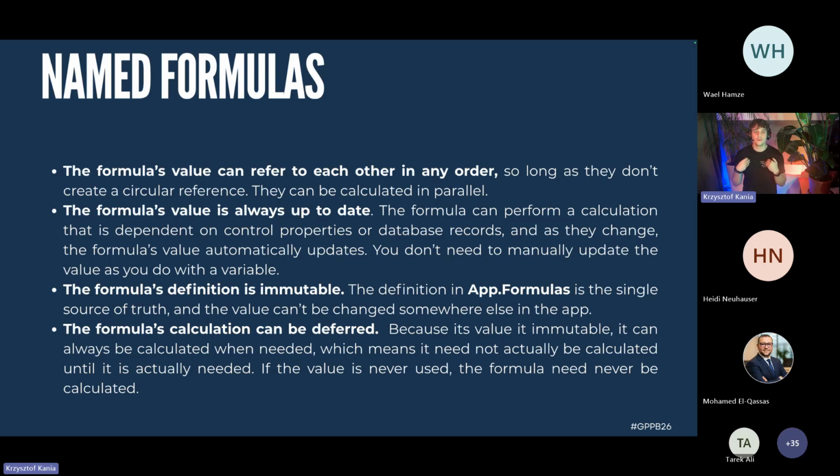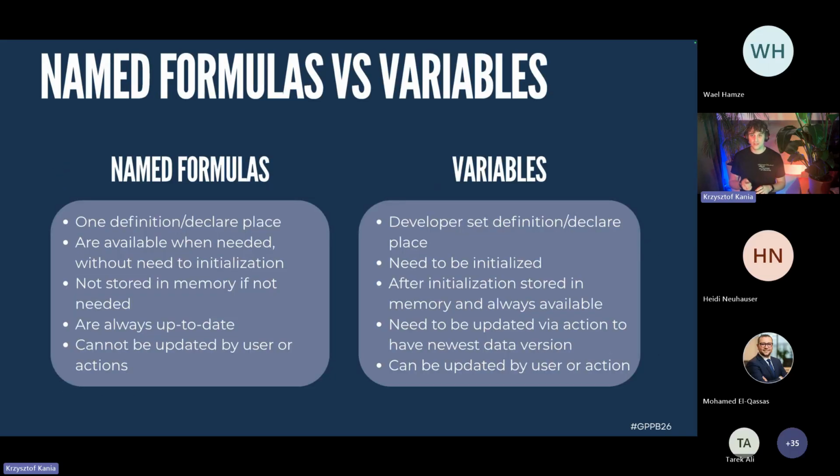However, we cannot force it to have the newest values. So it is really important that the formula's definition is immutable. We have a single source of truth, and the formula calculation can be deferred. This is a comparison with variables, so you exactly know what the similarities and differences are.